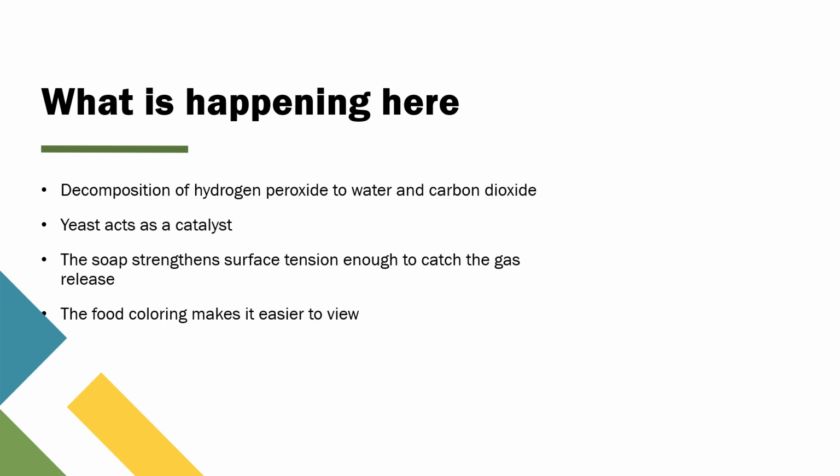But even then, without something to aid in capturing the gas production, then we would have just a reaction where the gas escapes. That is where the dish soap comes in. The dish soap strengthens the surface tension. That way it can actually catch the gases as they are released, and it forms bubbles and foam. That is where the elephant toothpaste itself comes from. And then the final component, of course, is just your food coloring, which makes it easier to view the reaction and kind of see what's going on as it occurs.